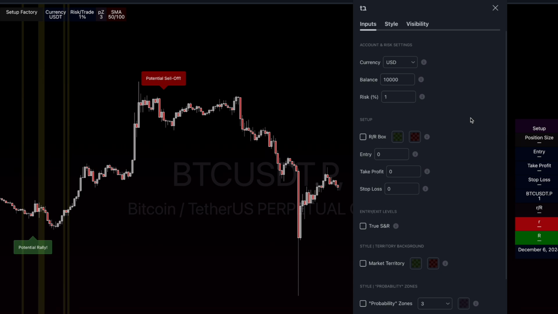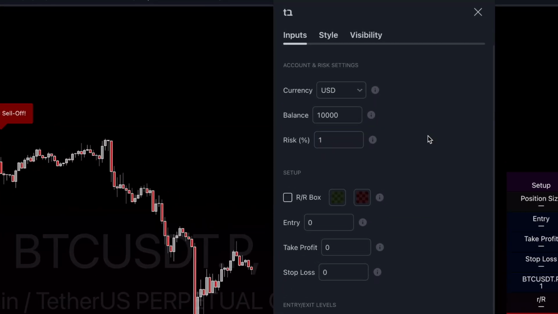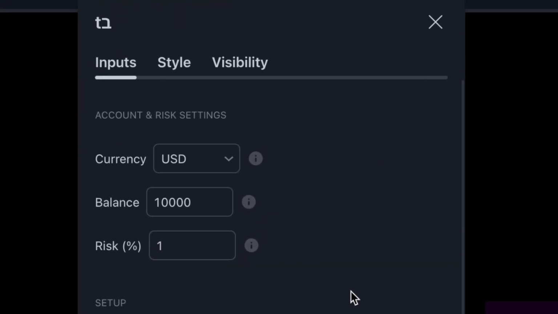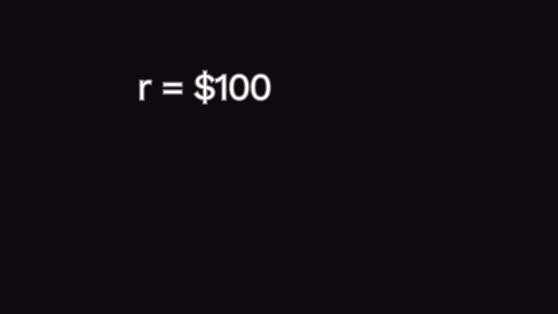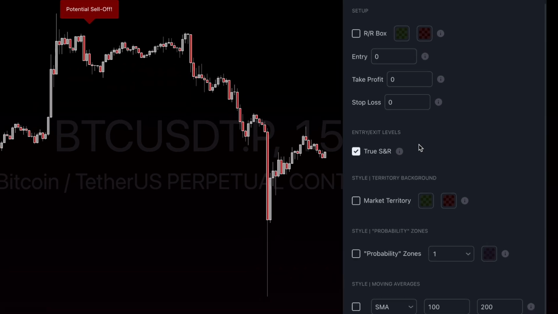Let's say you have $10,000 in your account and want to risk 1% on this trade. That means your little R is $100. So what's your big R? Let's build a setup and find out.